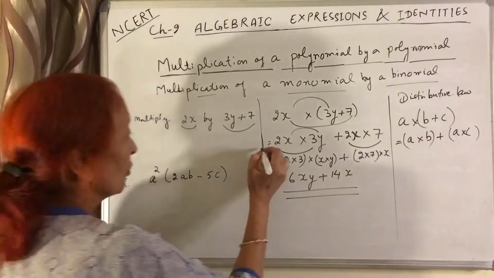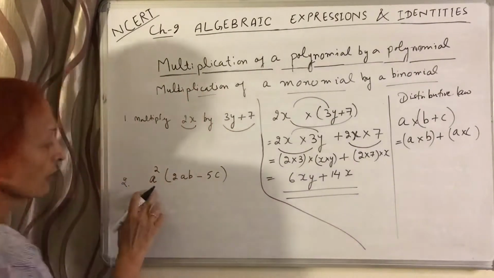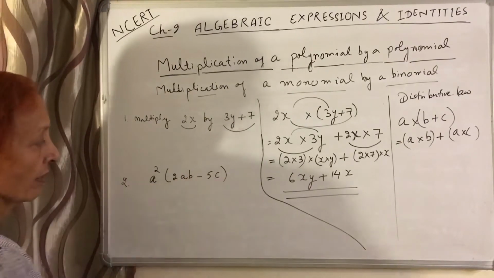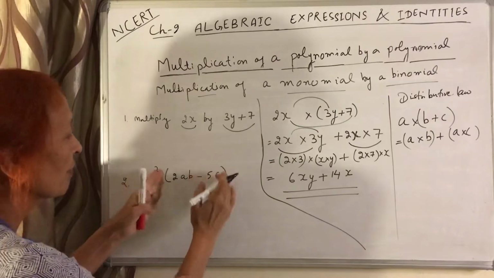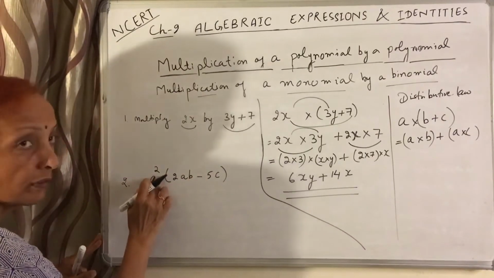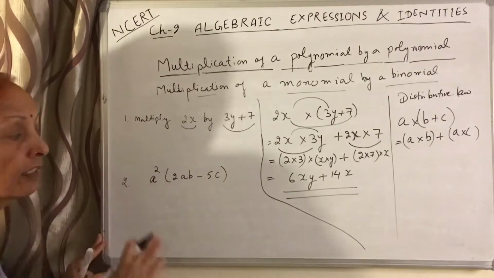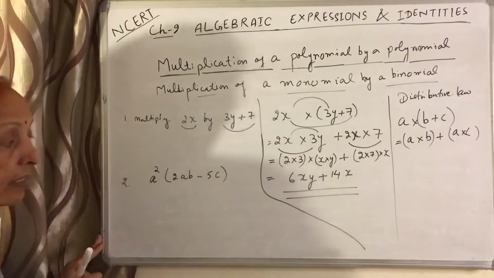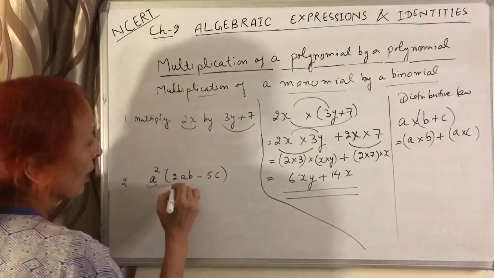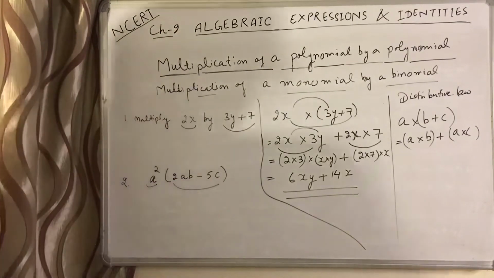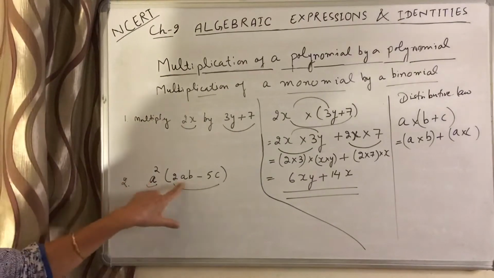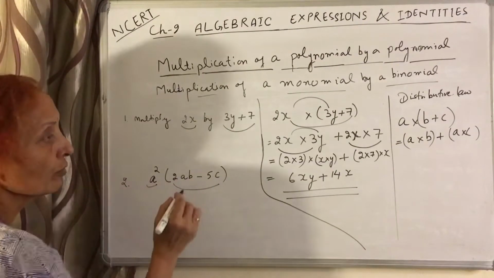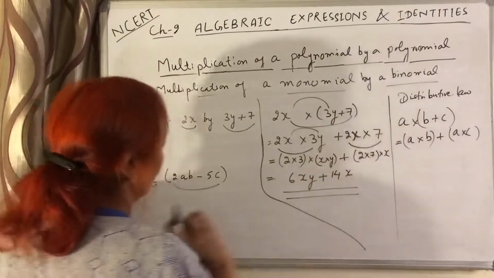Let us take one more example. This is a square into 2ab minus 5c. When we write this in brackets, even if there is no sign of multiplication, it means we are to multiply a square with this. This is one term, a monomial, and this is two terms, a binomial. So here also we will use the distributive law.